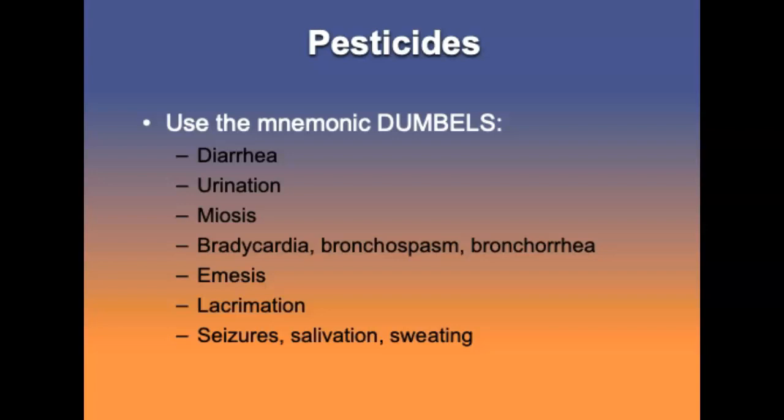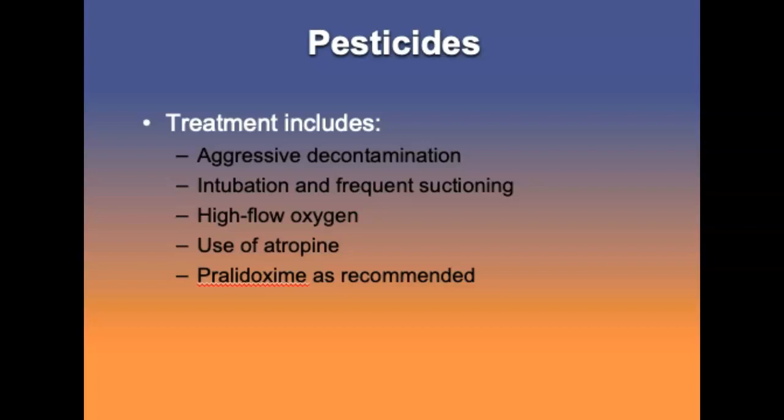Exposures can produce tachycardia or bradycardia, twitching muscles, or excessive pulmonary secretions. Treatment of pesticide poisoning includes aggressive decon, protection of the airway, high flow O2, and the use of atropine to block the overstimulation of the receptors of the parasympathetic nervous system.